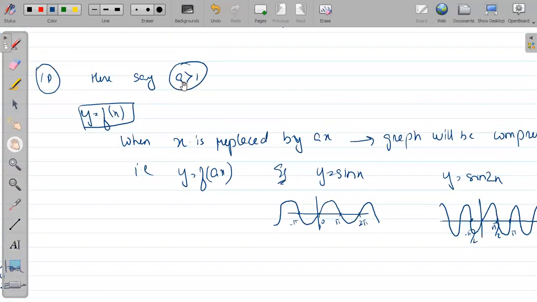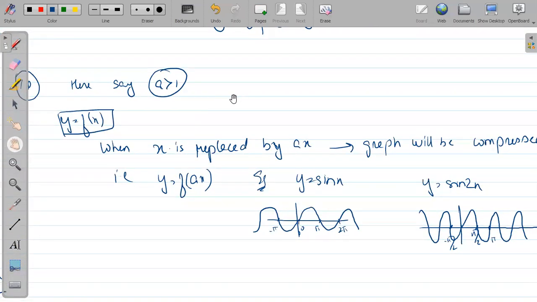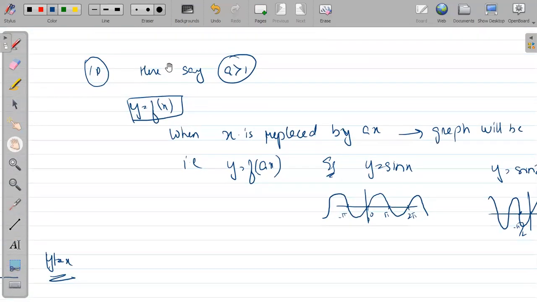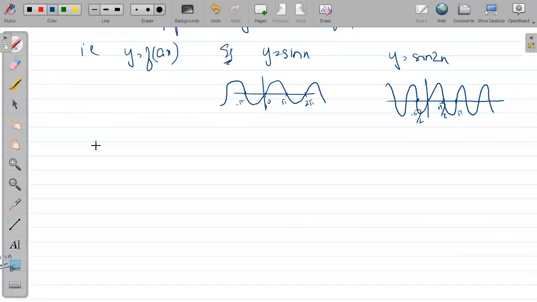And if a is less than 1, similarly, vice versa, then you will get an elongated graph. You will get an expanded graph, right or not? If a is less than 1, expanded, vice versa. Suppose next question I am writing, next part I am writing.